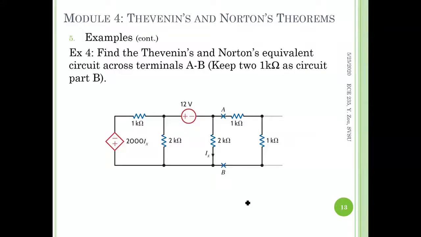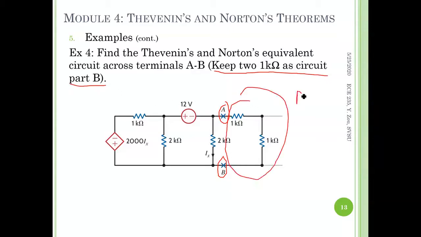Now let's continue to example 4. Find the Thevenin's and Norton's equivalent circuit across terminals A and B. This time A and B are here, kind of in the middle of the circuit. And also the problem is telling you to keep the two 1 kilo ohm resistors as circuit part B. It's nice. So we define these as part B, which cannot be touched.